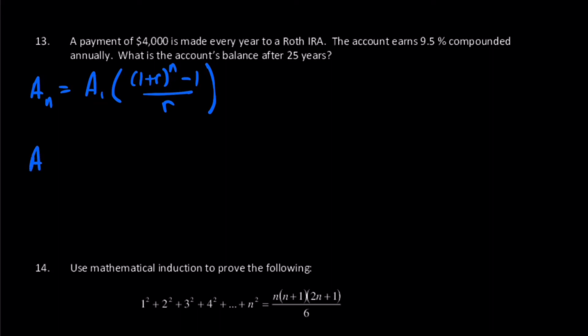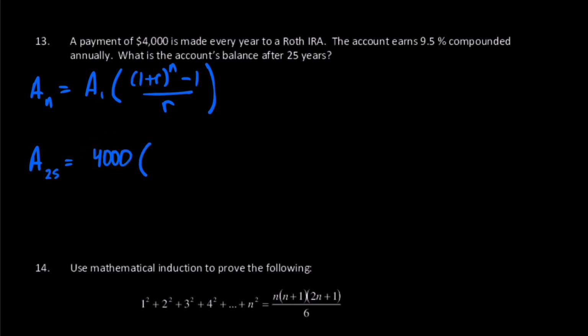A sub 25 years. A sub 1 is how much you put in every year. So you have to make sure you understand that. I could say you put in 500 a month, in which case you have to multiply 500 times 12. Or if I say you put in 2,000 every 6 months, you have to take 2,000 times 2. Just make sure you understand this is the annual contribution.